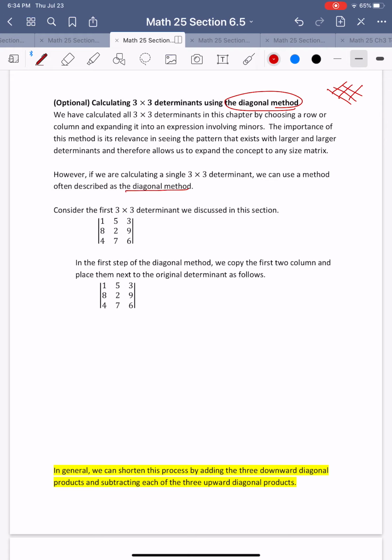So consider the first 3 by 3 determinant. We are using the 3 by 3, okay? Not 2 by 2 that we discussed in this section. So we have the determinant, and the first step in the diagonal method is we copy the first two columns. So we are copying these two columns, which means we write them next to the bar. So I put the 1, 8, 4, and then 5, 2, 7.